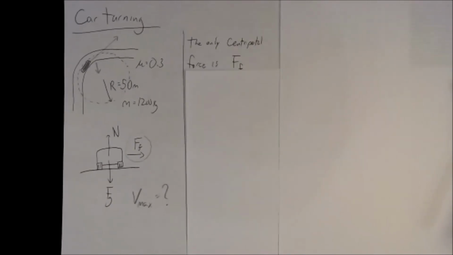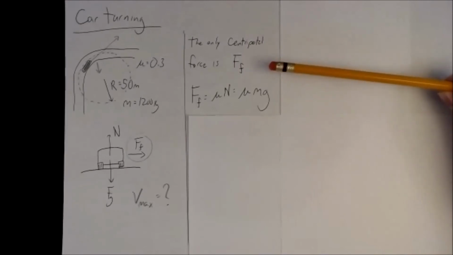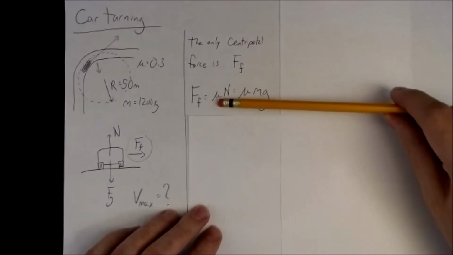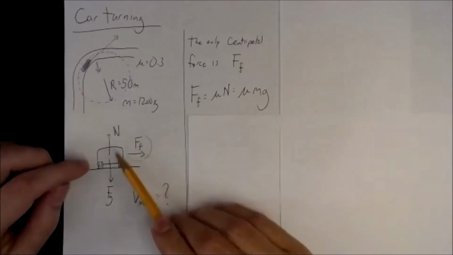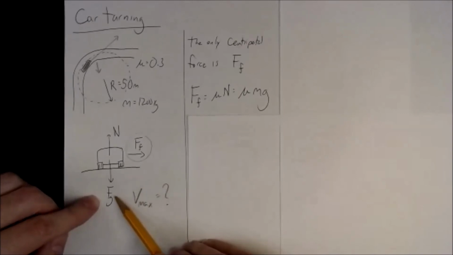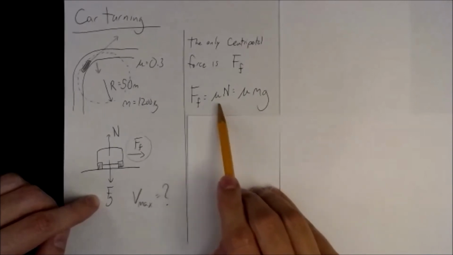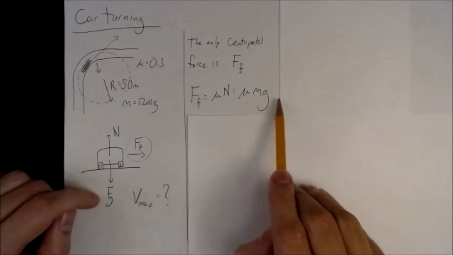What can we do? We first acknowledge that the only centripetal force is the force of friction. The force of friction is equal to mu times the normal force. We can see here that the normal force should be equal to the force of gravity, and the force of gravity is equal to the mass times the acceleration due to gravity. So I'm just going to go through this quick. Force of friction is equal to mu N, but N is mg, so force of friction is mu mg.